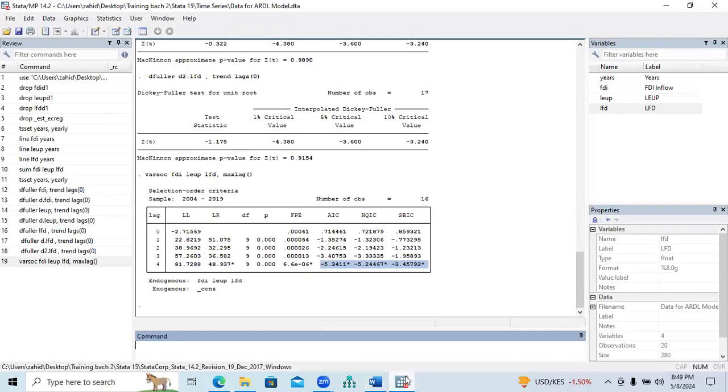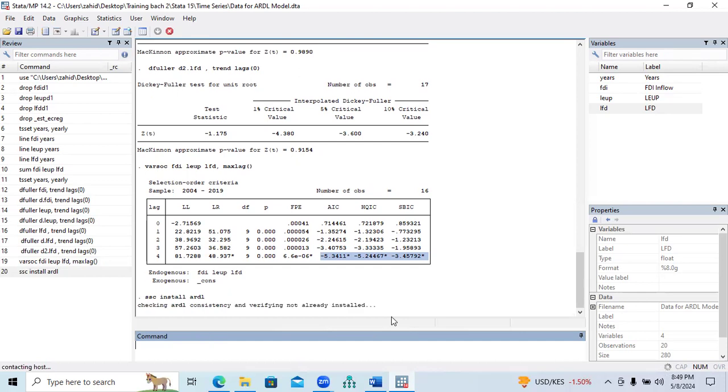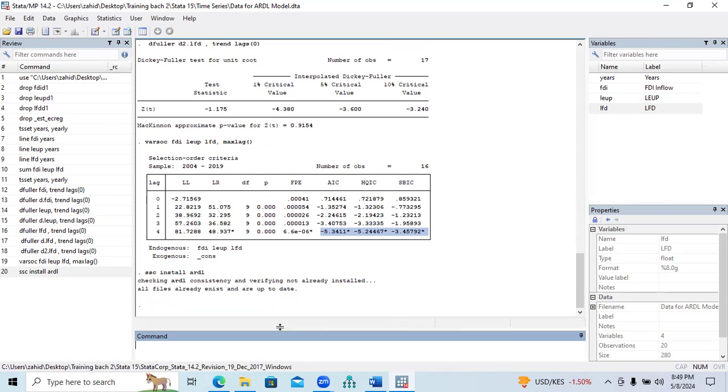The first thing is that you need to confirm whether your ARDL command is installed or not. So ssc install ardl. It will confirm whether the ARDL command is installed in your system or not. Before applying the co-integration process, you need to install the ARDL command, which is the autoregressive distributed lag regression model. So it is confirming whether the command is already installed. As it is already installed, it has mentioned that.